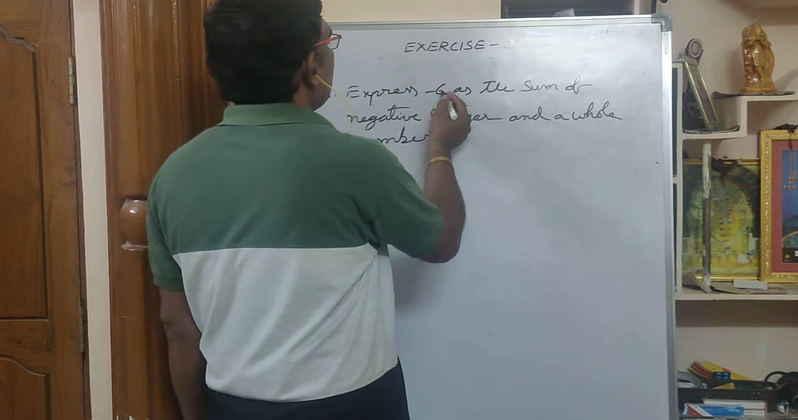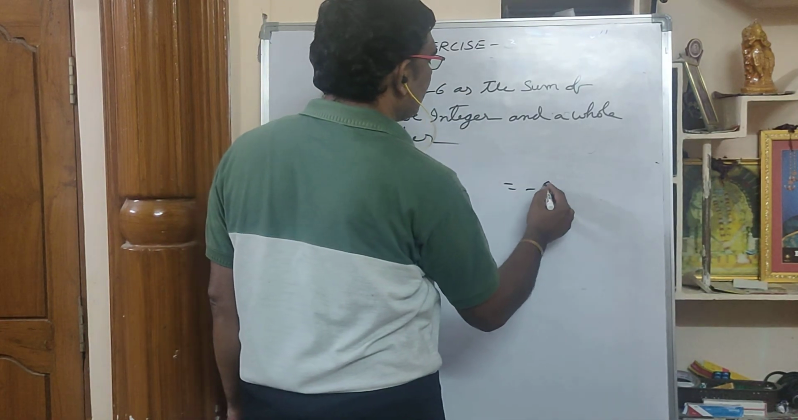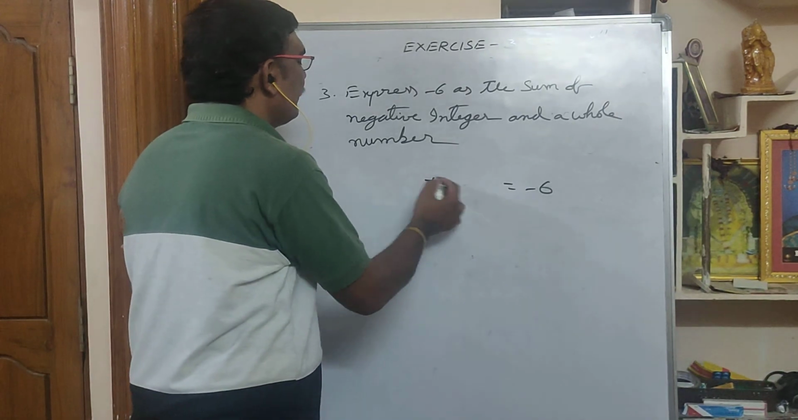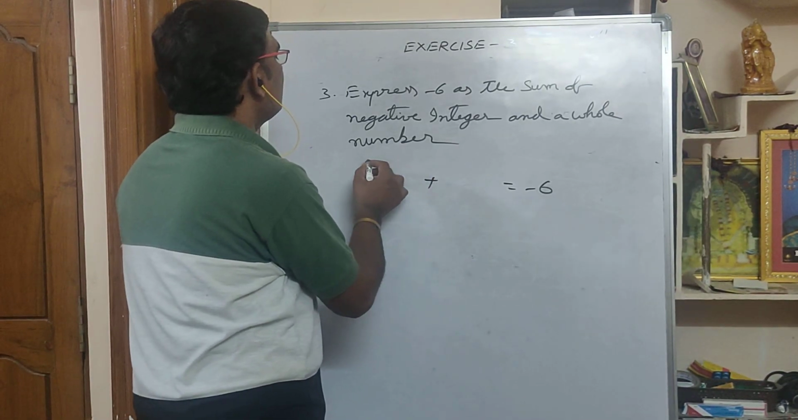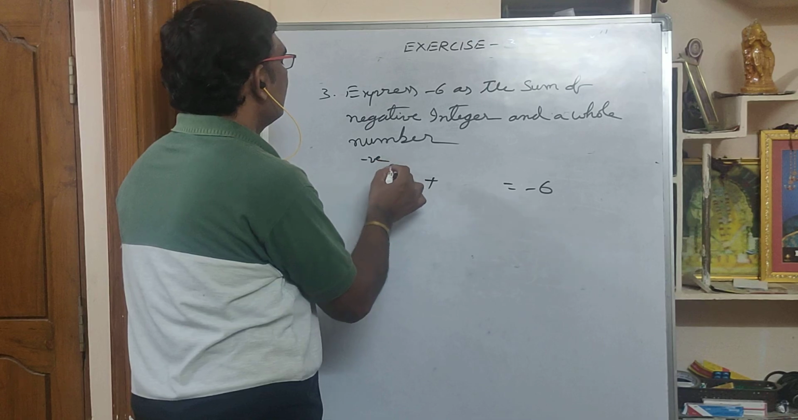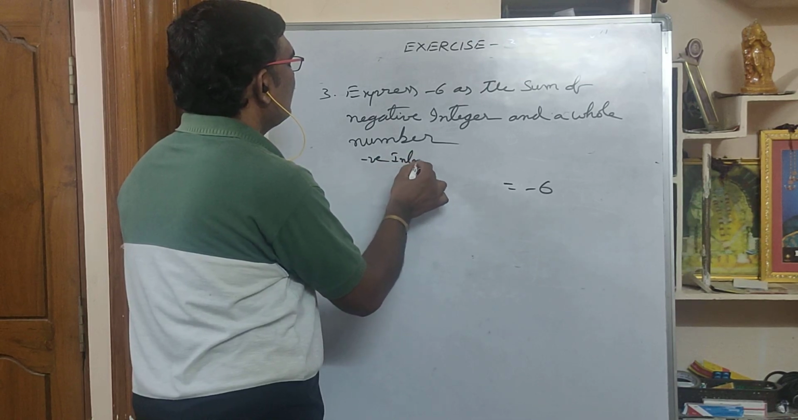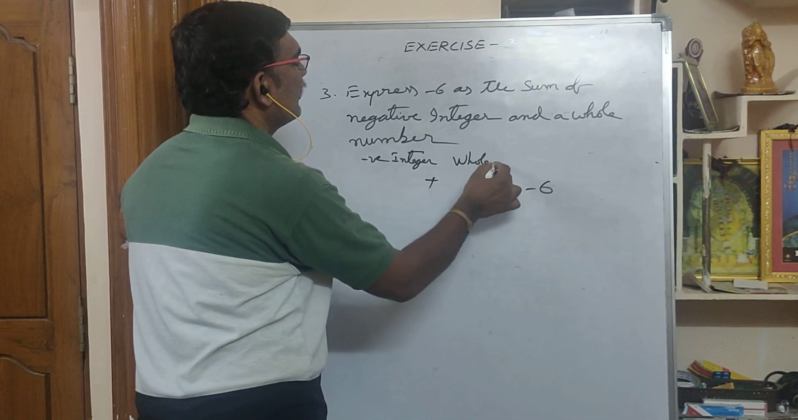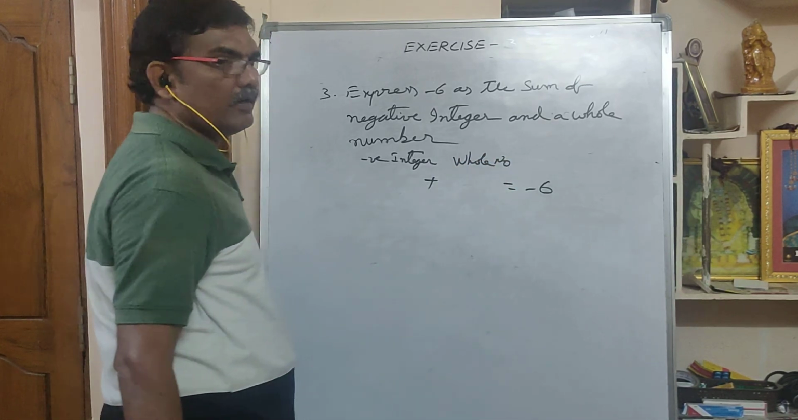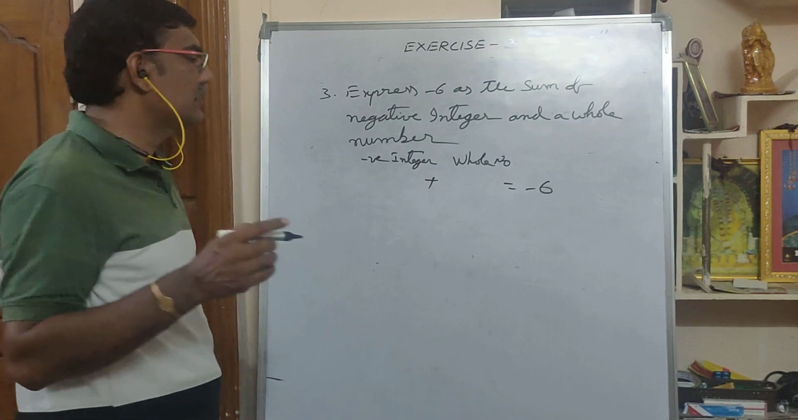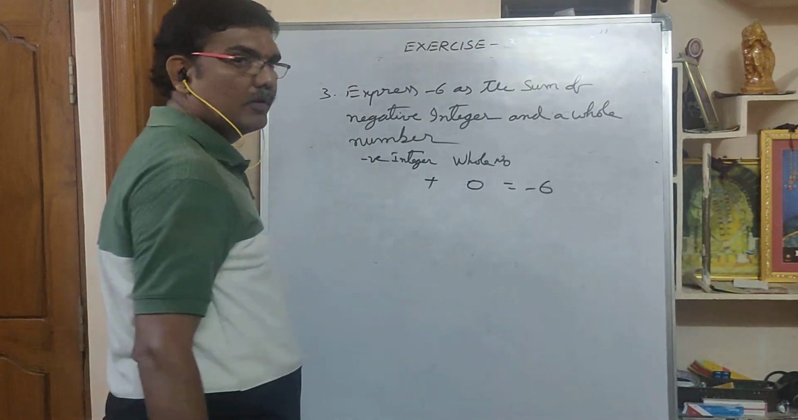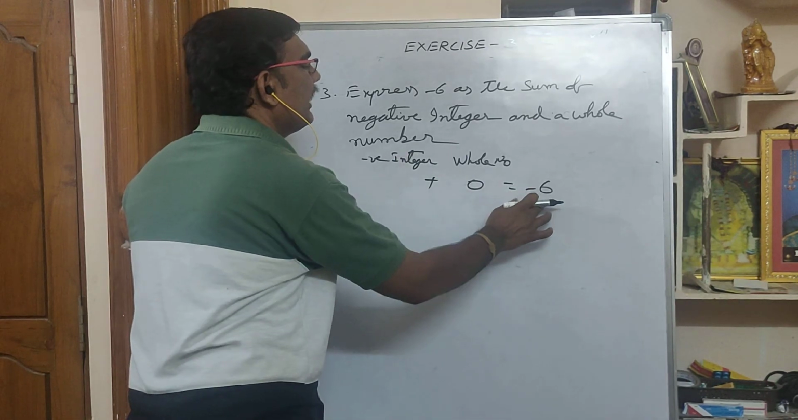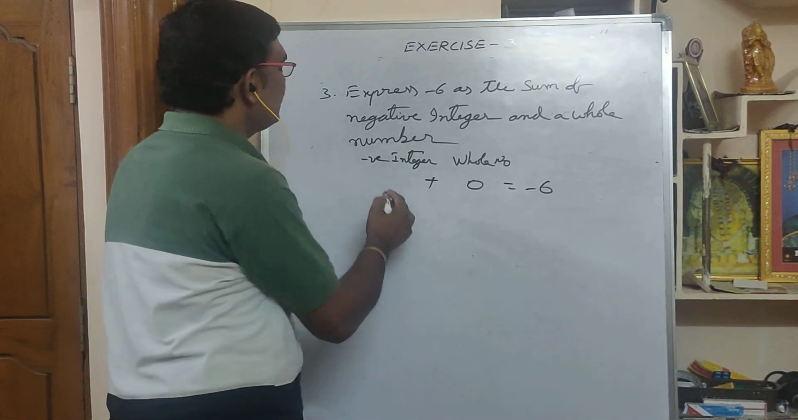See, express minus 6 means the answer should come as minus 6 only. And here two numbers should be there. One is a negative integer and the other is a whole number. Okay. What is the first whole number? 0. For 0, how much do you have to add to get minus 6? It is minus 6 only.